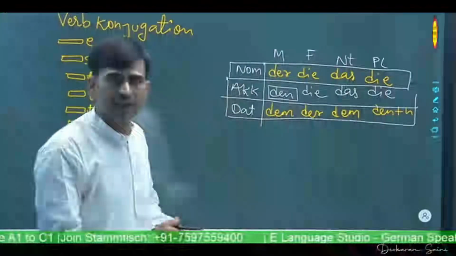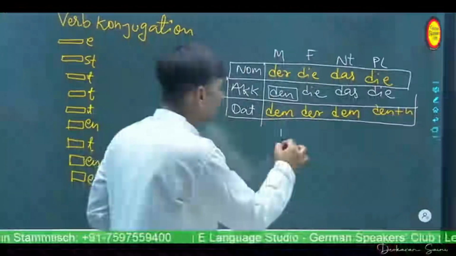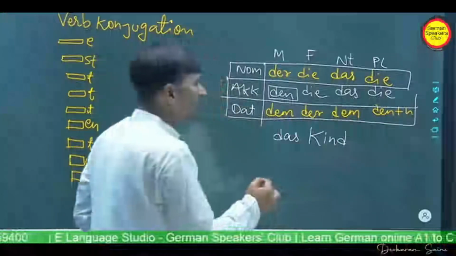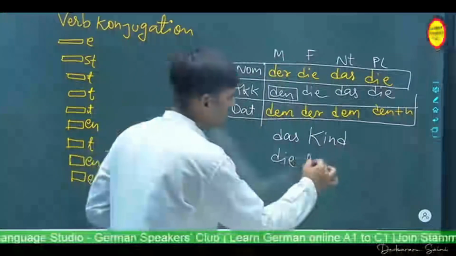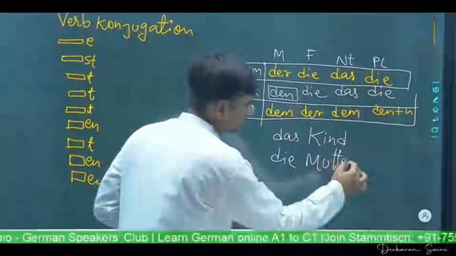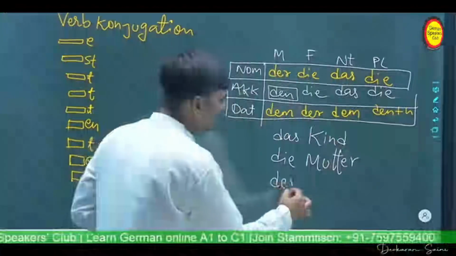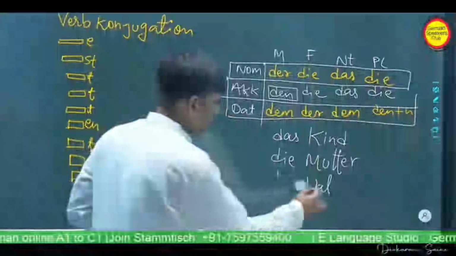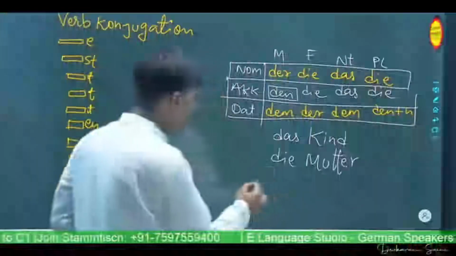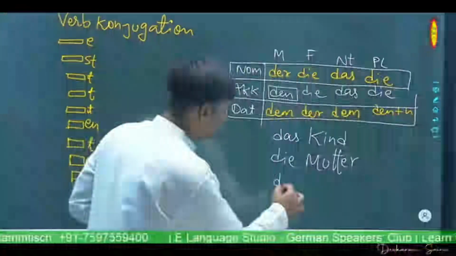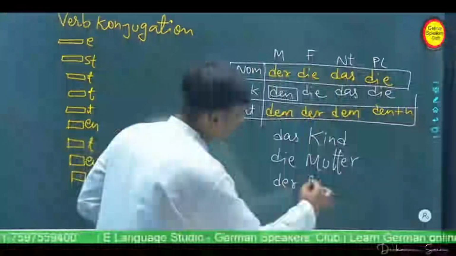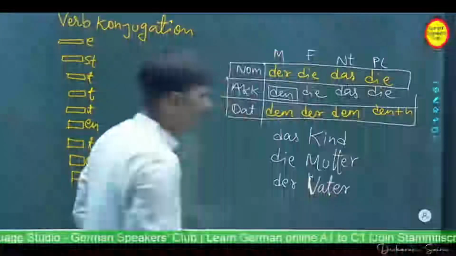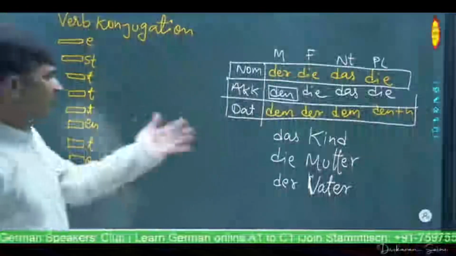So, this is masculine, this is feminine, this is neutral, and this is plural. This is nominative, which means for the subject. Der Vater, this one is for accusative, and this one is for dative. Any noun that we learn, we'll always learn it with an article. For example, if there is a word, any word that we will learn, we'll always learn it with an article.